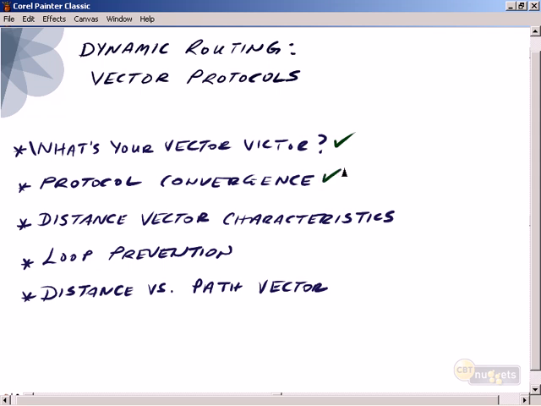We'll talk about protocol convergence with specifically distance vector protocols. We'll look at the characteristics, and of course our main distance vector protocol is RIP version 2. We'll look at loop prevention methods, and we'll also compare distance vector to path vector. What is our primary path vector protocol? Well, it's Border Gateway Protocol, BGP. Are you ready? Let's jump in.